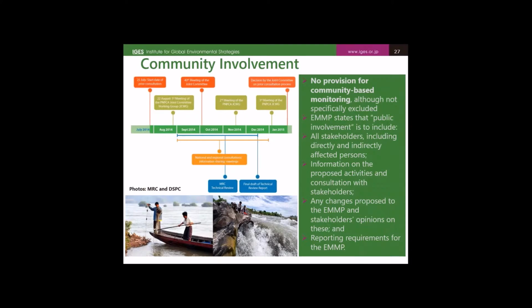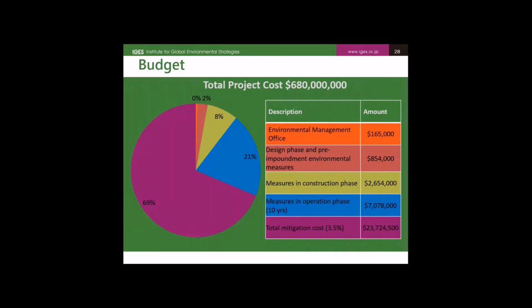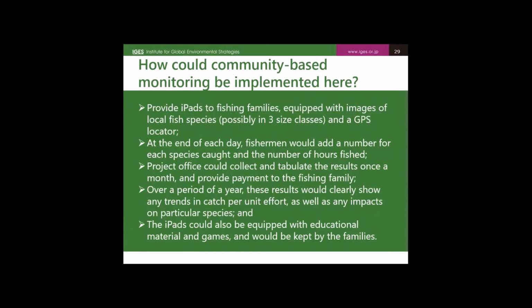While there are provisions for community consultation, there is actually no provision for community-based monitoring, and I think that within a total project cost of around $680 million and about $24 million for environmental management issues, it would be possible to provide maybe $1 million or thereabouts for community-based monitoring. How would I do that?